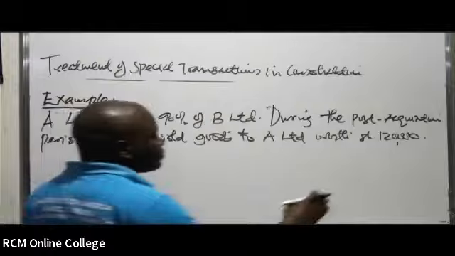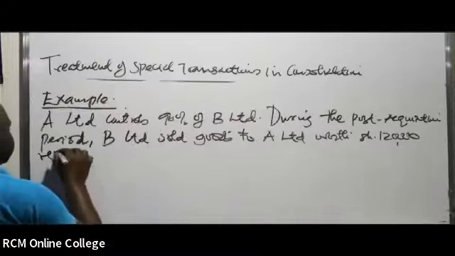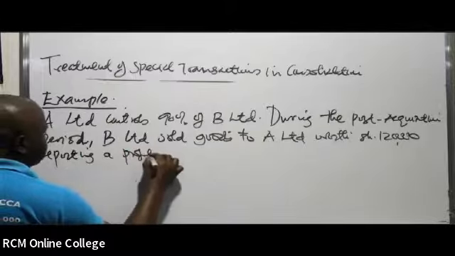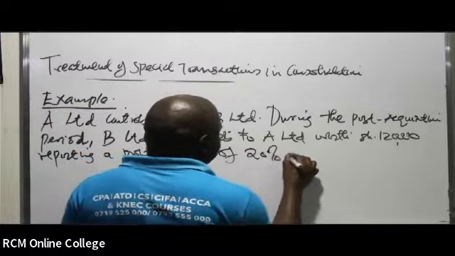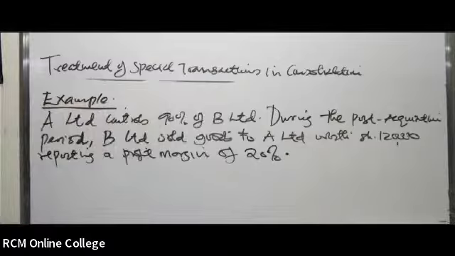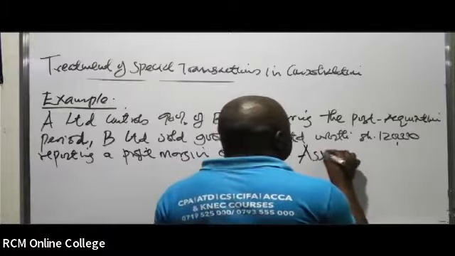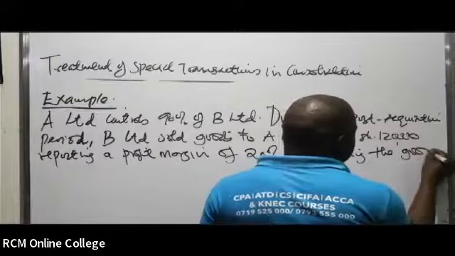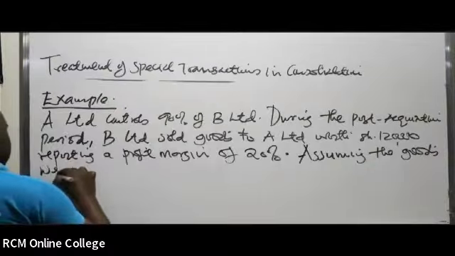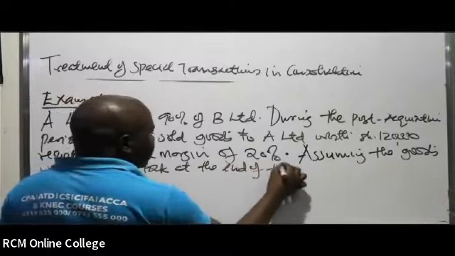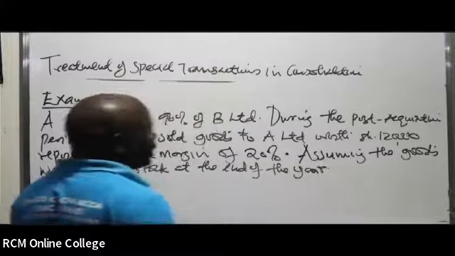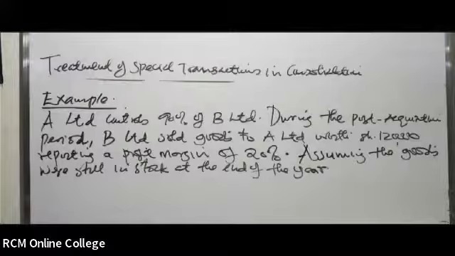Reporting a profit margin of 20%. Assuming the goods were still in stock at the end of the year.